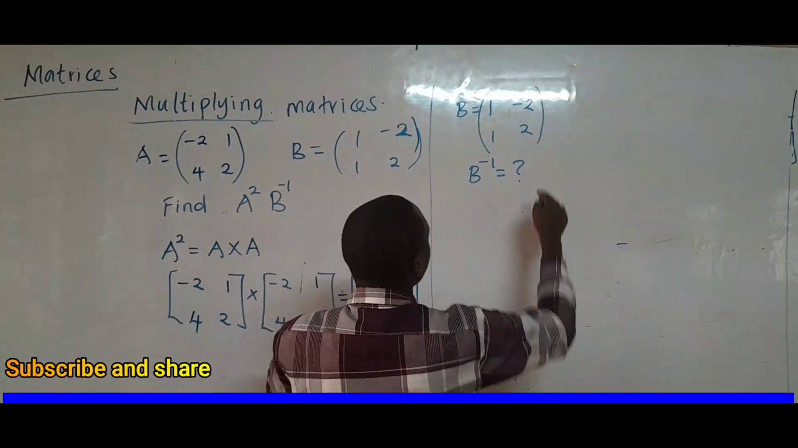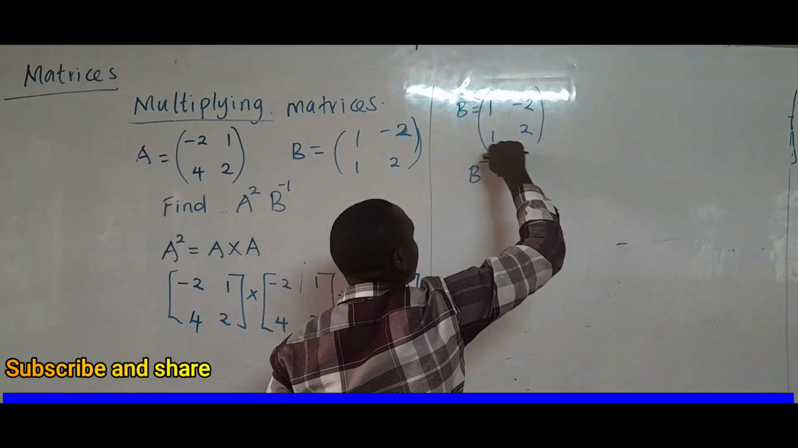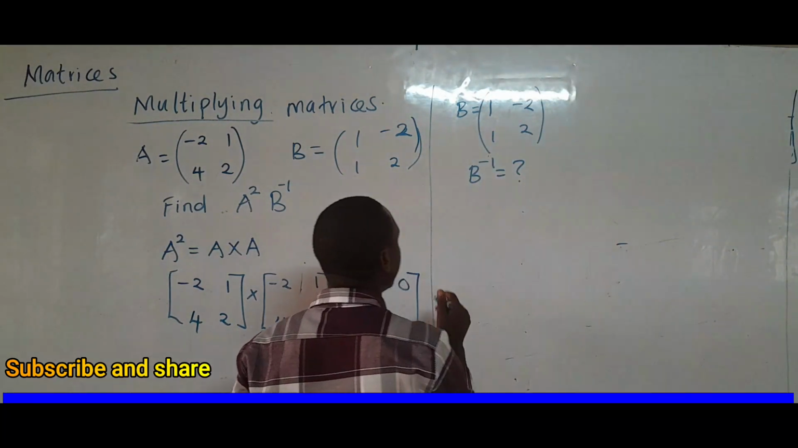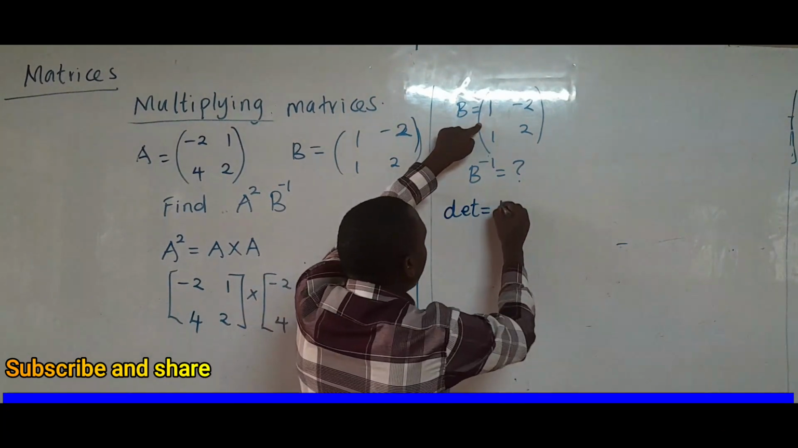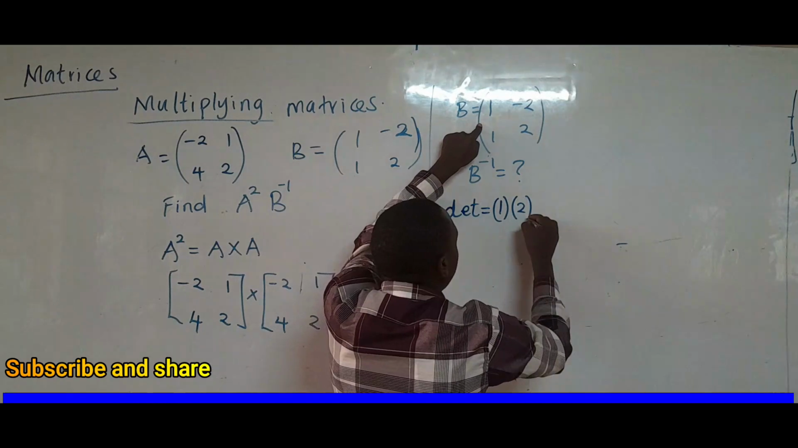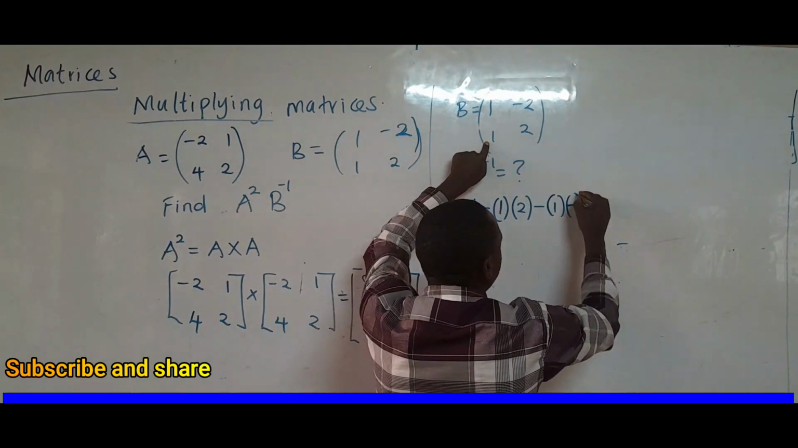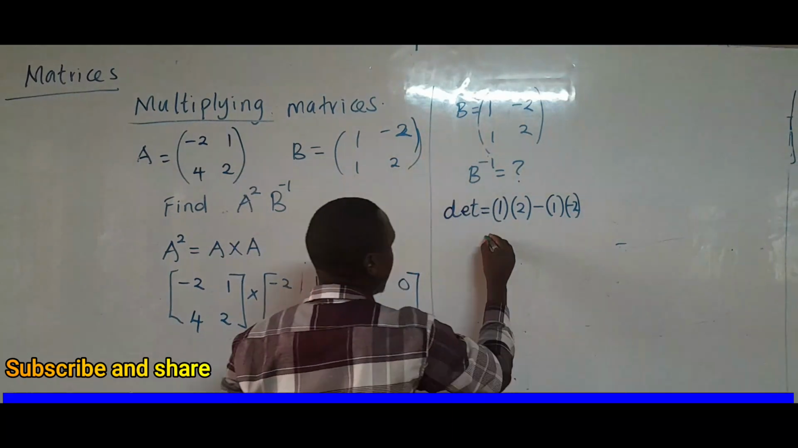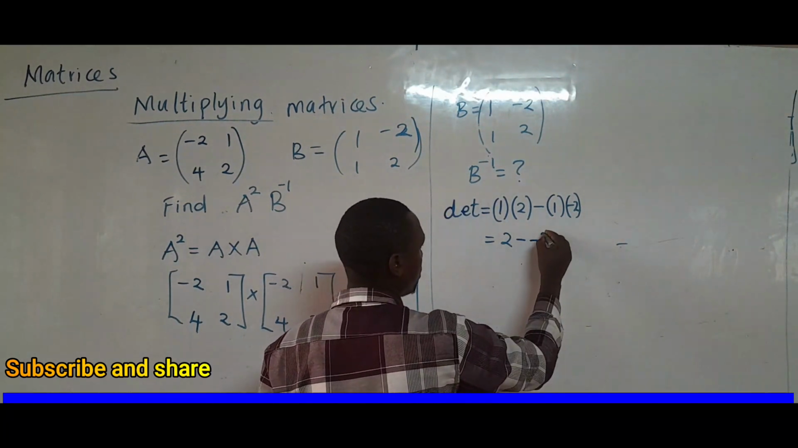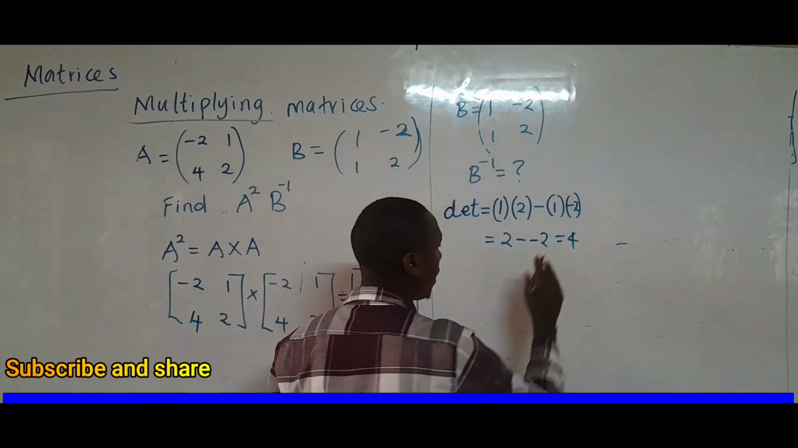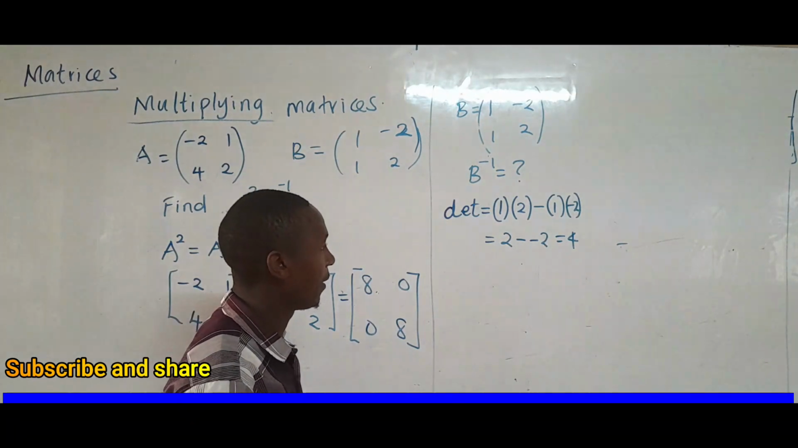So the determinant of this matrix is going to be the product of the leading diagonal elements minus the product of the other diagonal. So determinant is going to be 1 multiplied by 2, we minus 1 multiplied by -2, and that's going to be 2 minus -2, which is equal to 4. So now that we have the determinant, we are ready to work out the inverse.